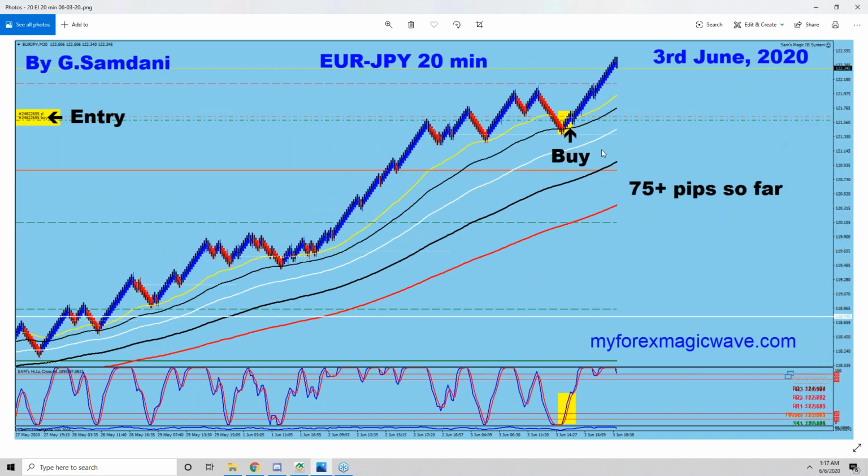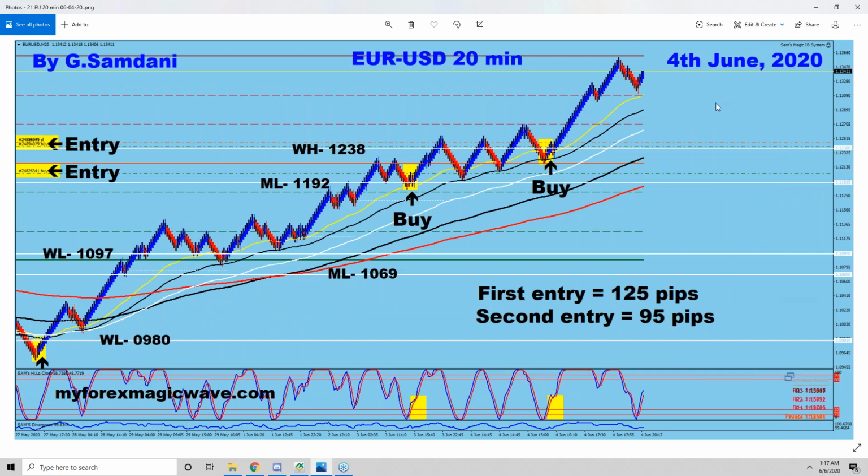Euro yen also same thing, dip a little bit here, and then one more push to the upside, 75 pip on the 3rd. On the 4th, this is my very early in the day, actually the previous day entry here. I had the entry, but it was not going anywhere. It was going up and then coming down, just wobbling. So I said, you know what, I'm gonna hold and see what happens.